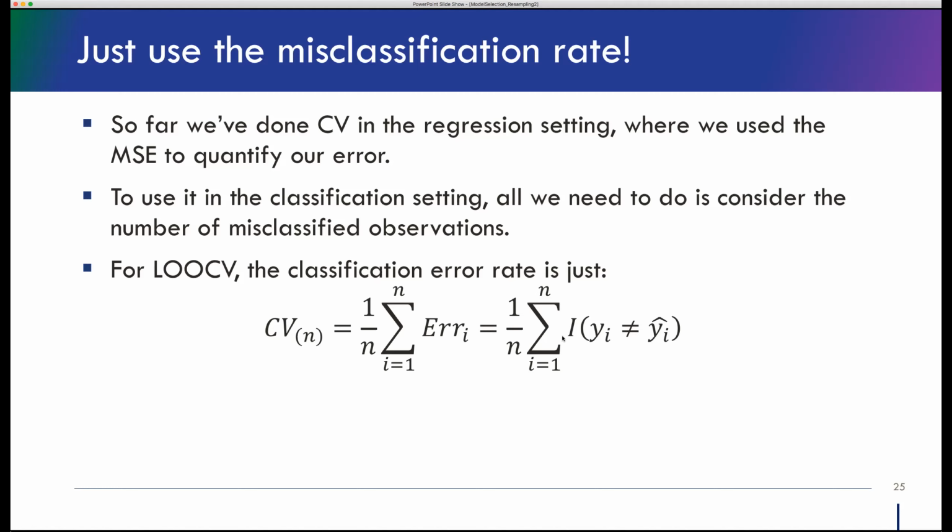Basically this is just written with an indicator. This I is an indicator: if the predicted yi, which is yi hat, is not equal to the observed value yi, then that's an error, right? You just count how many errors you made, sum them up, divided by n. So this is the classification error for leave one out cross-validation.